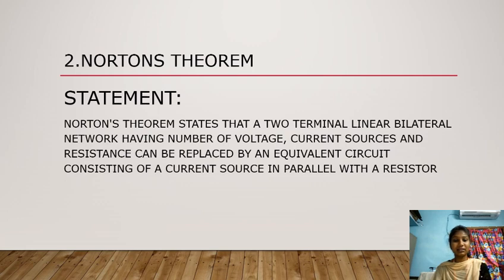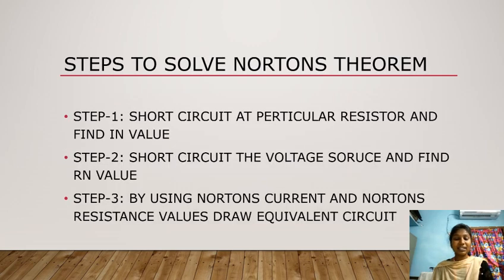And the second theorem is Norton's theorem. Let us see the statement. Norton's theorem states that a two-terminal linear bilateral network having a number of voltage sources, current sources, and resistances can be replaced by an equivalent circuit, consisting of a current source in parallel with a resistor. Steps to solve Norton's theorem.